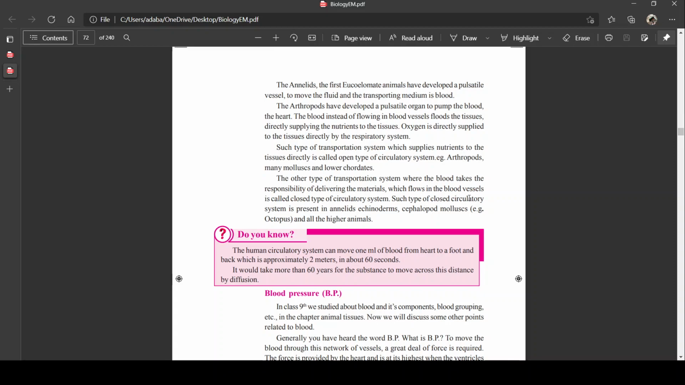Such type of closed circulatory system is present in annelids and echinoderms. We already studied about the annelids a few minutes back. Annelida is the first eucoelomate in the animal kingdom, and the blood flows in blood vessels. The first blood vessels appear in the annelids.